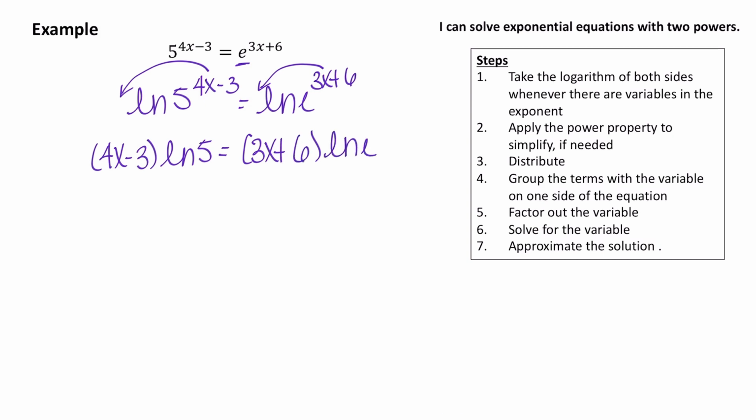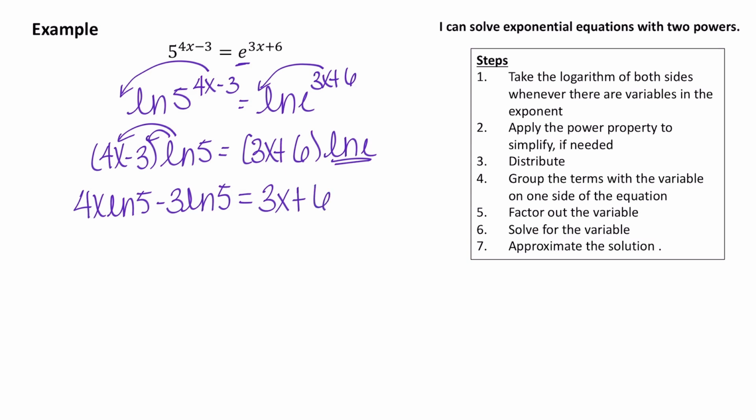natural log of e. And then what we're going to do is simplify what we have. On the left side, we're going to distribute. So we have 4x natural log of 5 minus 3 natural log of 5 equals, and then here on the right, this natural log of e is just 1. So that's just going to leave me with 3x plus 6.